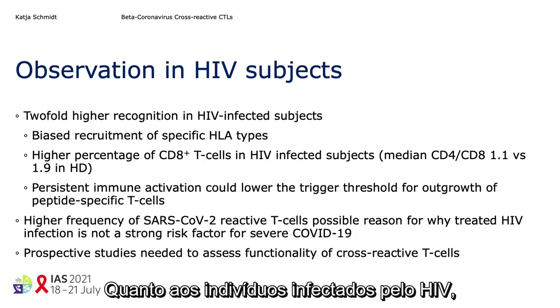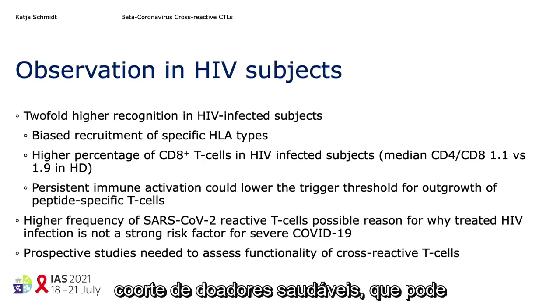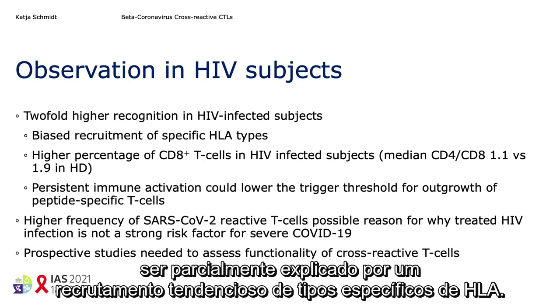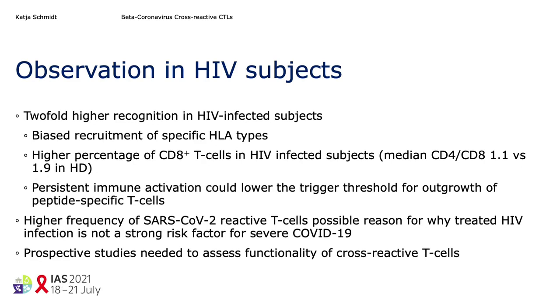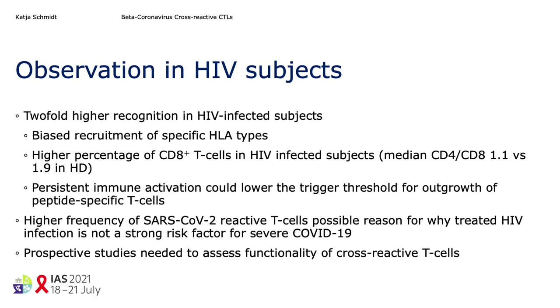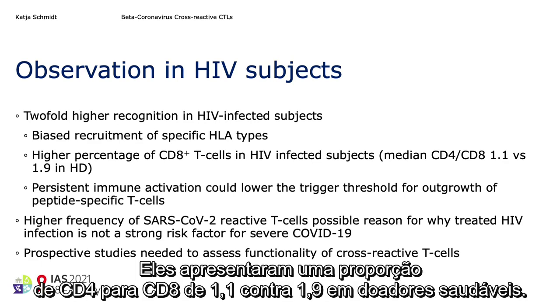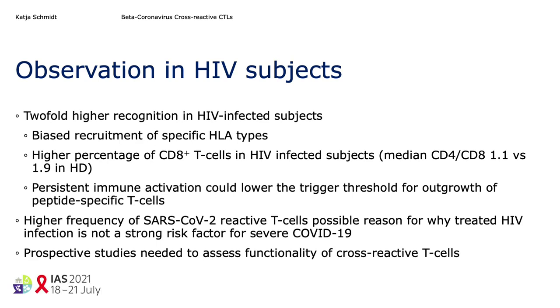As for our HIV-infected subjects, we were actually able to see a twofold higher recognition compared to the healthy donor cohort. This can be partly explained by biased recruitment of specific HLA types. Compared to the healthy donor cohort, most of the HIV-infected subjects were typed for HLA class 1. Furthermore, there's also actually a higher percentage of CD8 positive T cells in HIV-infected subjects. They had a median CD4 to CD8 ratio of 1.1 versus 1.9 in healthy donors.